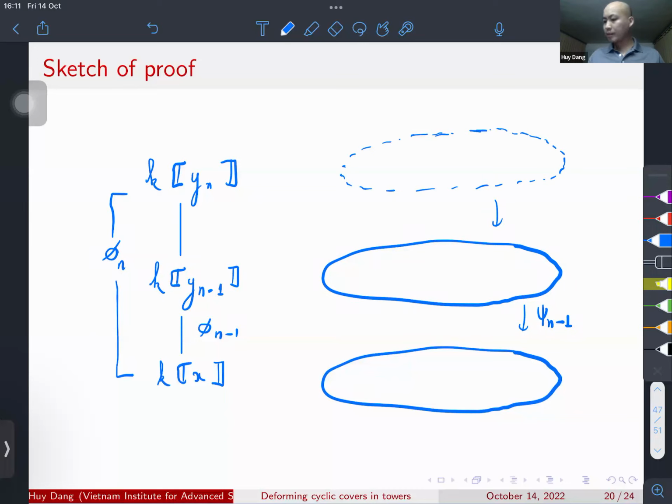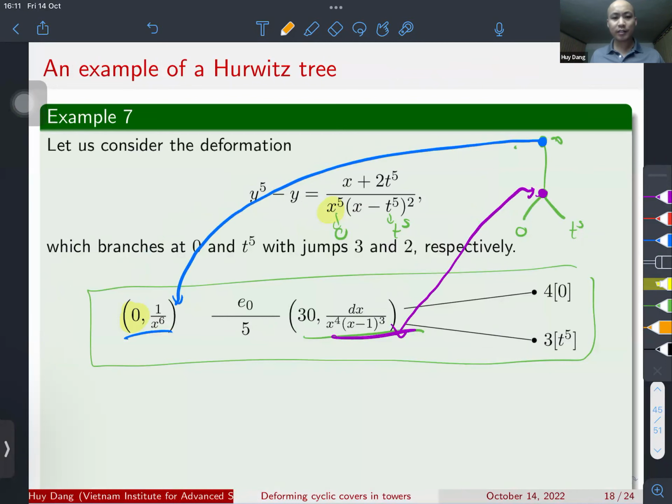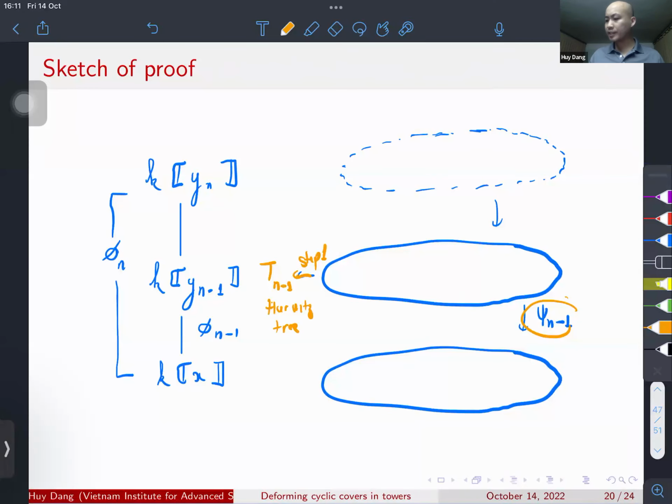Well, the first step, let's say step 1, is that from the psi n, we can construct a Herbig tree. The tree that looks like a Berkovich projective line, minimal T n minus 1. This is the Herbig tree from there. Now, a Herbig tree looks like this one. Right? We can construct it from the psi n here.